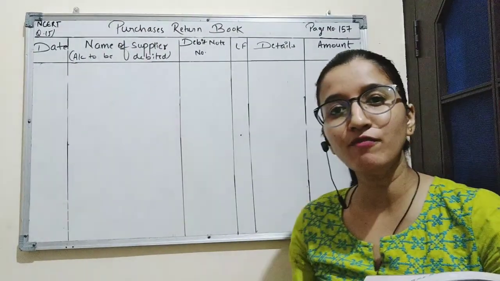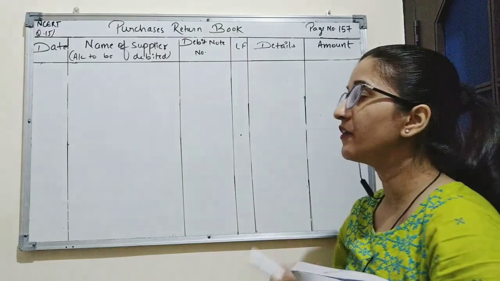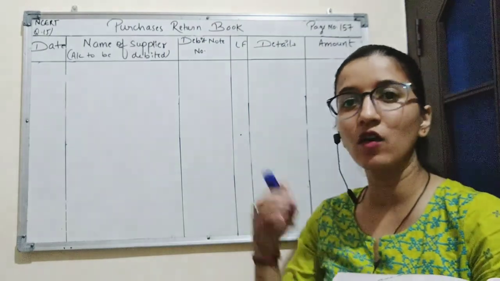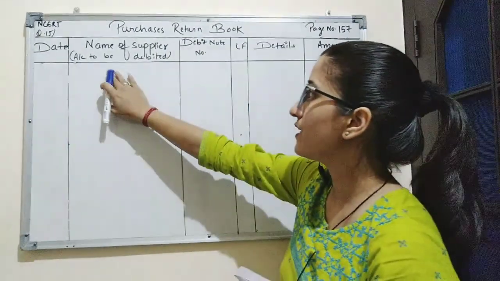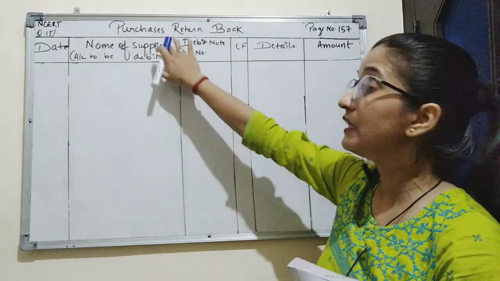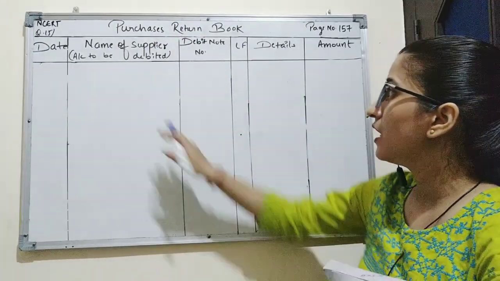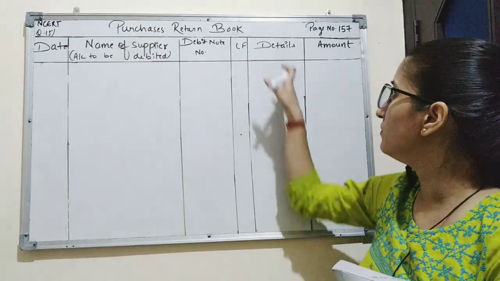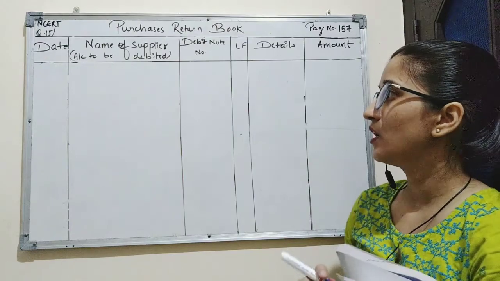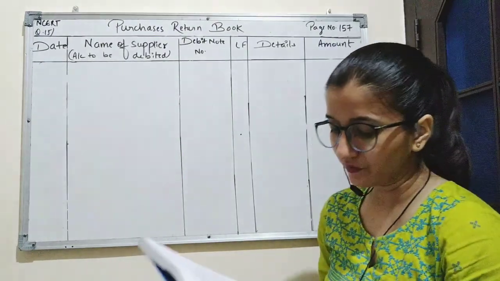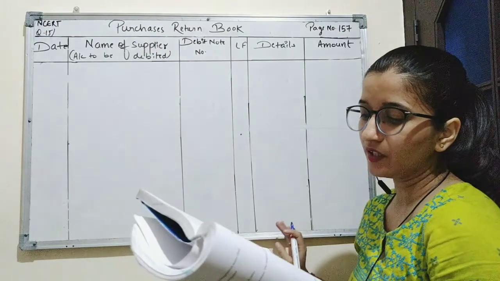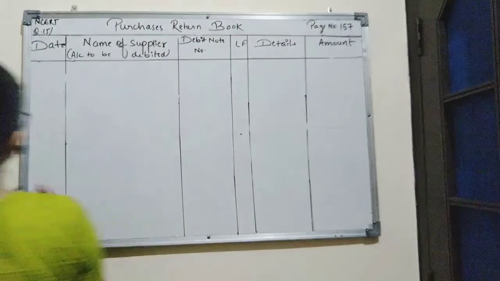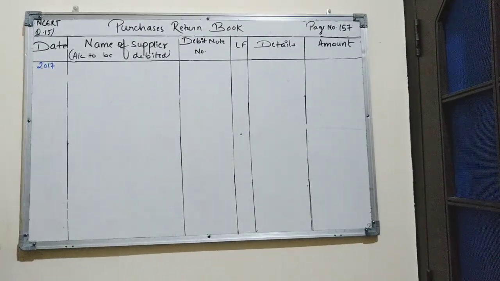For example, if we have purchased something from the supplier and now we are returning some of the goods to the supplier, so these goods will be a loss for the supplier and loss is always debited. That is why supplier's account is debited in case of purchases return book. So that is why we will prepare debit note number also. Then ledger folio column, details and amount. Now, according to the question, prepare a purchases return book from the following transaction for April 2017. So, year is 2017 and month is April.